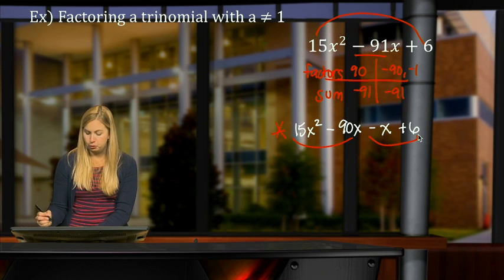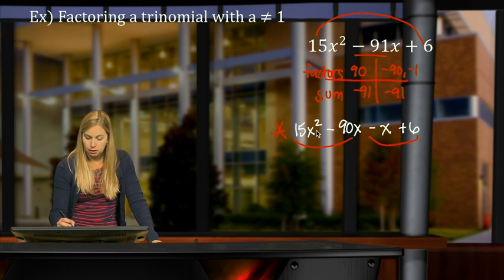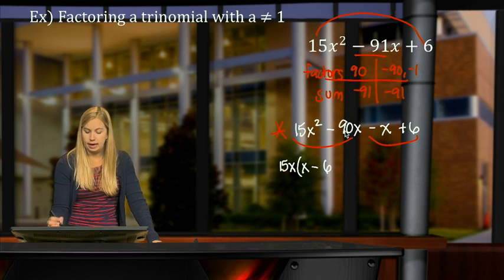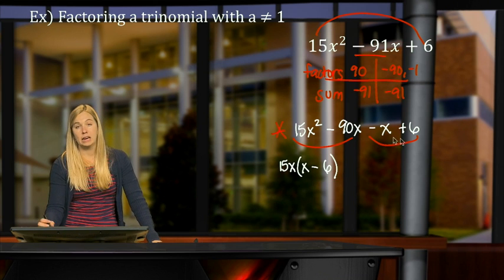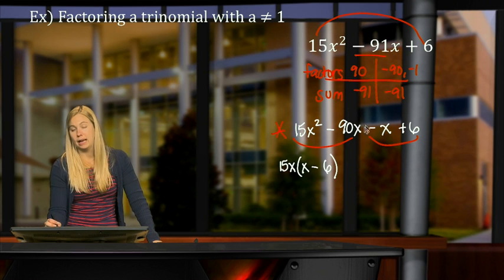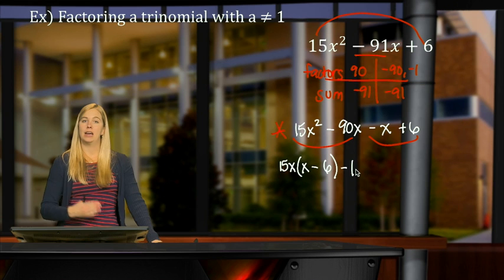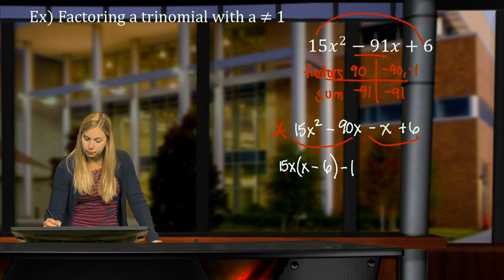Now we factor by grouping. 15x squared minus 90x. Both of these are divisible by 15x, and I'm left with x minus 6. Negative 90 divided by 15 is negative 6. Negative x plus 6. Again, because we have that negative, we want to make sure we factor it out. And I'm going to write negative 1. Don't just factor out the negative. It will help you in our next step.